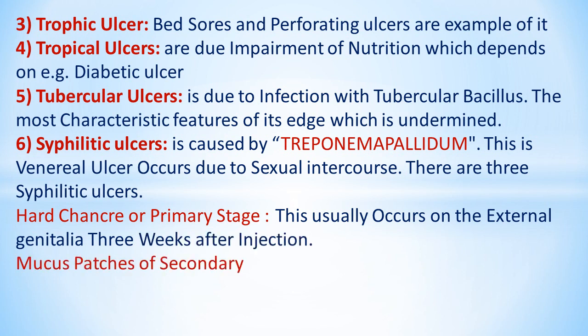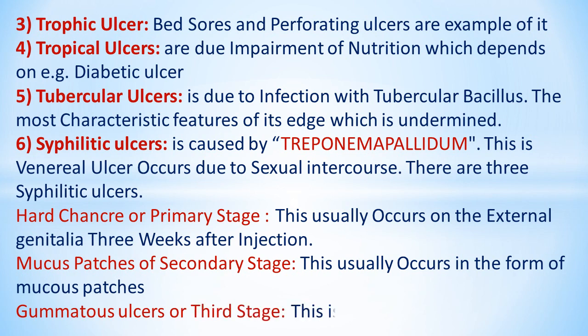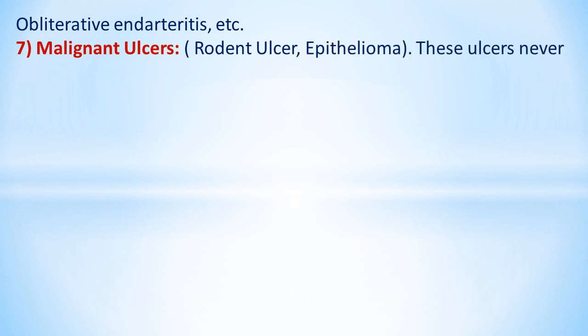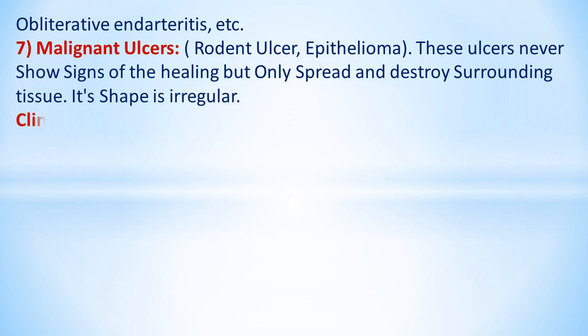Mucous patches of secondary stage: this usually occurs in the form of mucous patches. Gummatous ulcers, or third stage: this is usually caused by obliterative endarteritis, etc. 7. Malignant ulcers: rodent ulcer, epithelioma. These ulcers never show signs of healing but only spread and destroy surrounding tissue. Its shape is irregular.